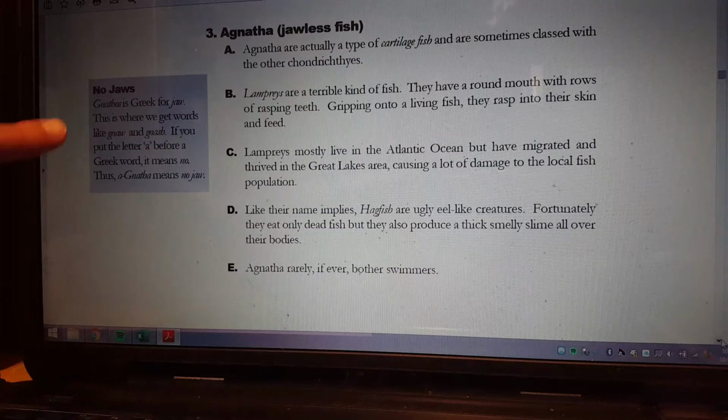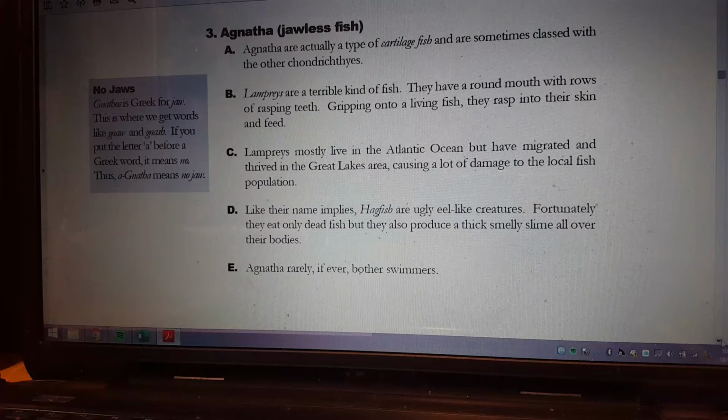Then if you look in this box over on the left, it says no jaws. Gnathos is Greek for jaw. This is where we get words like gnaw and gnash. If you put the letter A before a Greek word, it means no. Thus, agnatha means no jaw. So apparently you must not pronounce the G.